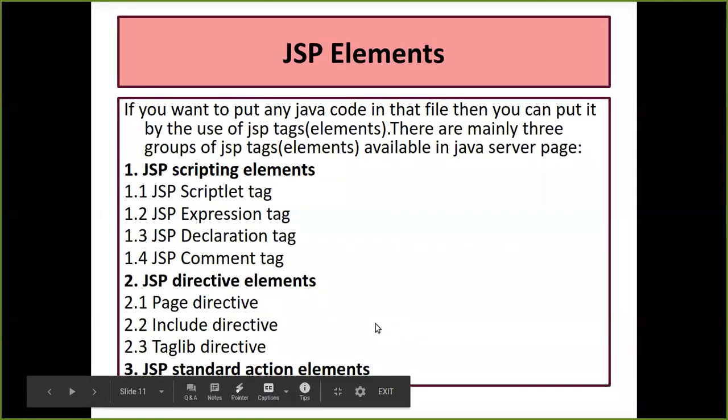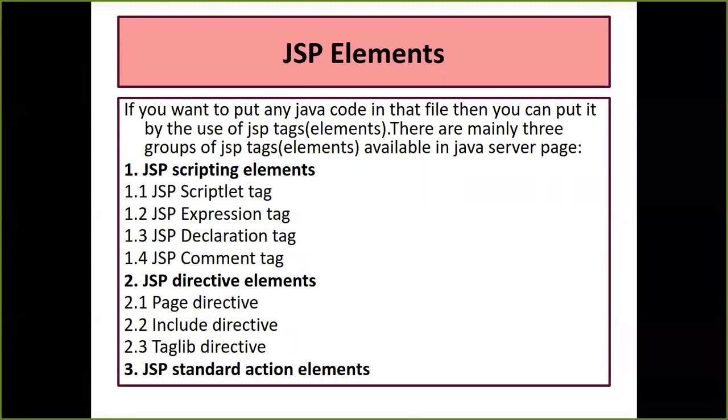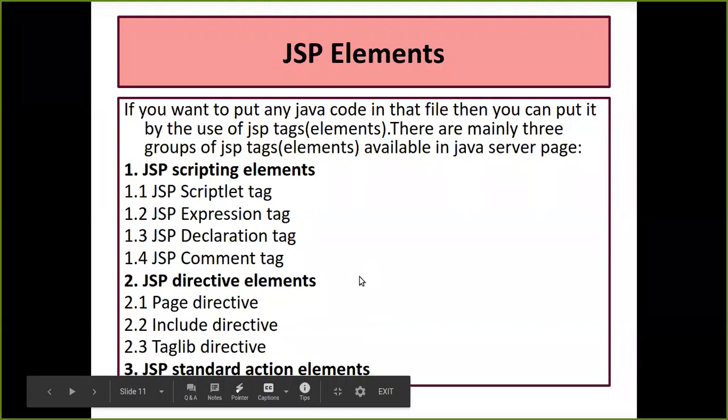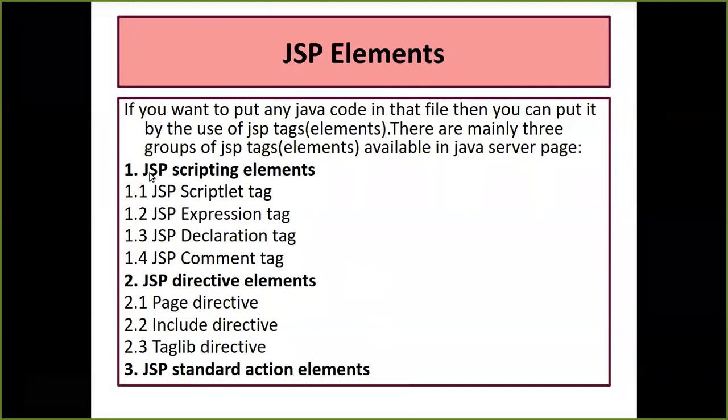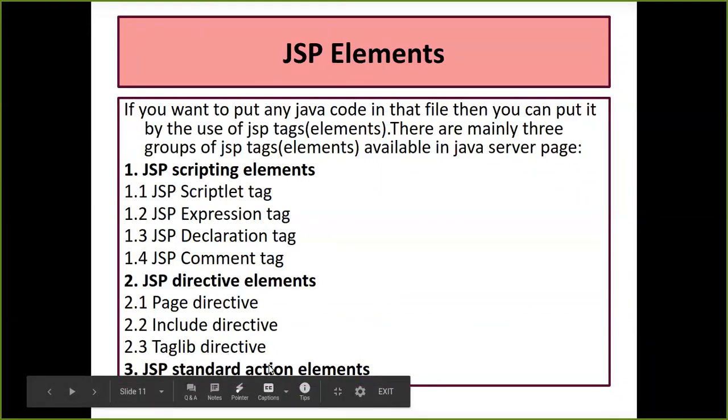Now we have some JSP elements, or you can say JSP tags, custom tags, which we were talking about so much in the last chapter. We are going to see all the tags now. They all come inside JSP elements, or you can also say JSP tags. We have mainly three groups of tags available in JSP. The very first is JSP scripting elements. We have JSP directive elements and we have JSP standard action elements.